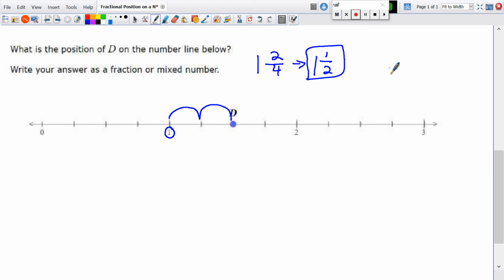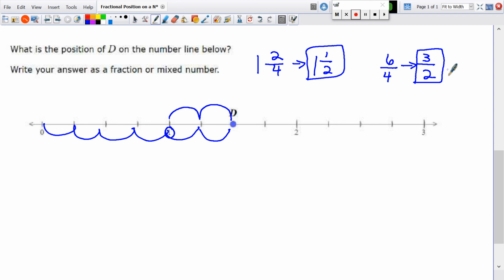Now, for the improper fraction, I'm still going to keep the original denominator, 4, and I'm still going to count from 0. 1, 2, 3, 4, 5, 6 lines over, but those are both even also, so I need to cut them in half. So half of 6 is 3, half of 4 is 2, so 3/2 is the improper fraction for that answer.